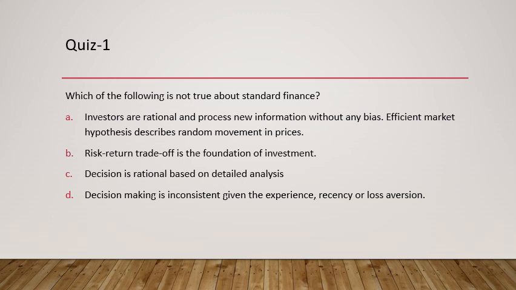Which of the following is not true about standard finance? Investors are rational and process new information without any biases. Efficient market hypothesis describes random movement in prices. This is true. Risk return trade-off is the foundation of investment, which is also true. Decision is rational, based on detailed analysis, which is also true. And decision making is inconsistent given the experience, recency, or loss aversion. Now this falls as part of behavioral finance and not standard finance. So this is not true. So the answer is D.